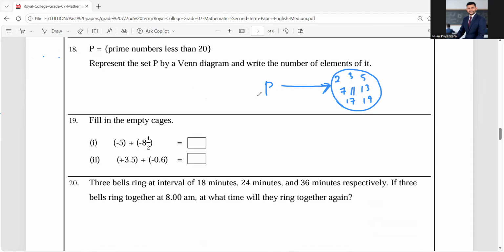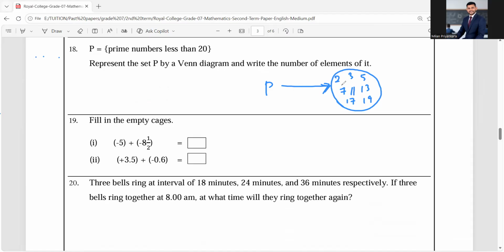And 1 is not a composite number either, right? Because the definition says a prime number has exactly 2 distinct factors, and a composite number has more than 2 distinct factors. But 1 has only 1 factor, which is 1. 1 is equal to 1 into 1, right? That means there's only 1 factor. Therefore, 1 is very special. We don't take it. It is neither prime nor composite.